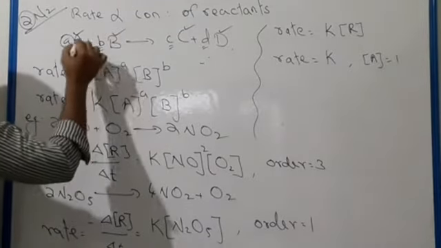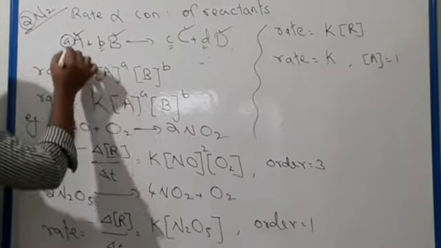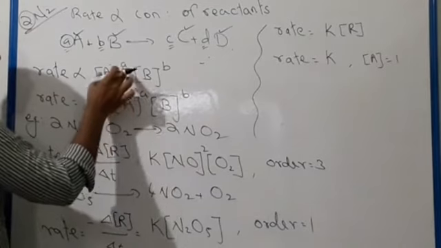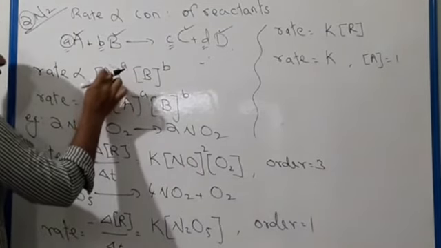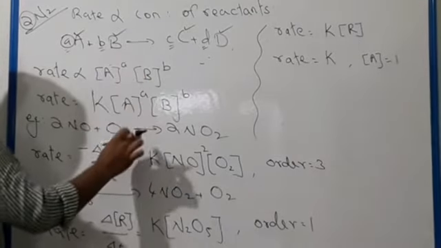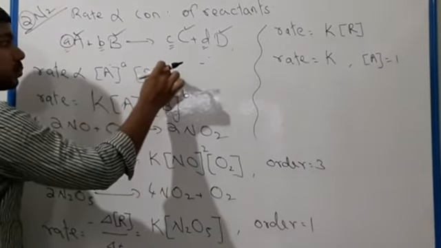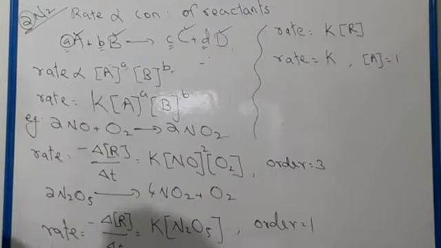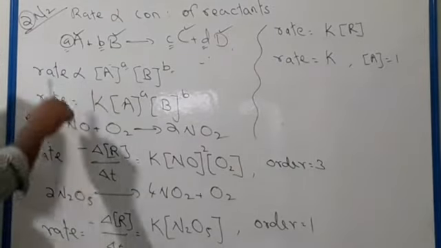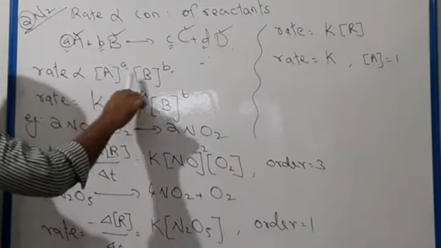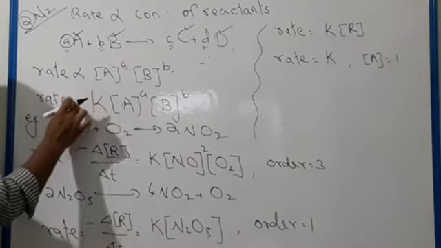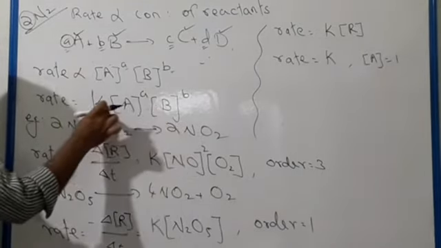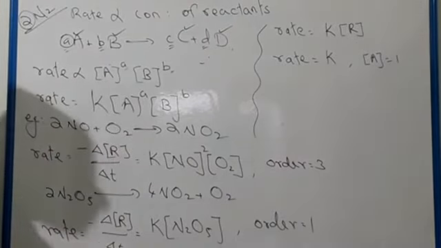A and B are reactants, and these are the coefficients, small letter a and small letter b, and we will write them here like a power. Concentration of A power small a, concentration of B power small b. Rate of reaction is directly proportional to concentration of reactants, so to make it equal, I have to multiply this concentration of reactants with the rate constant. Here k is the rate constant.